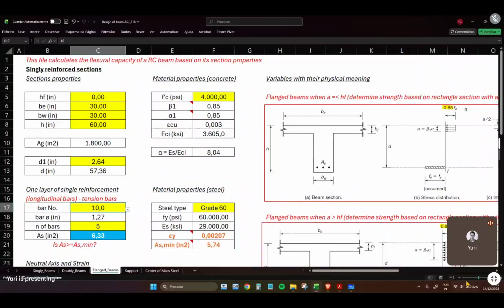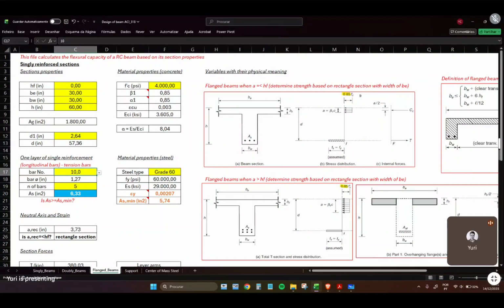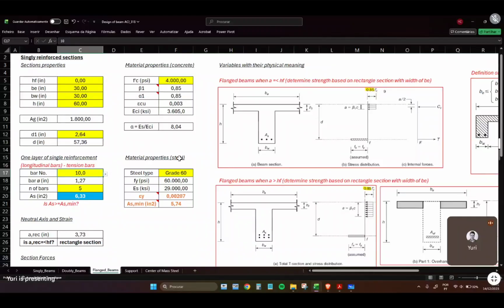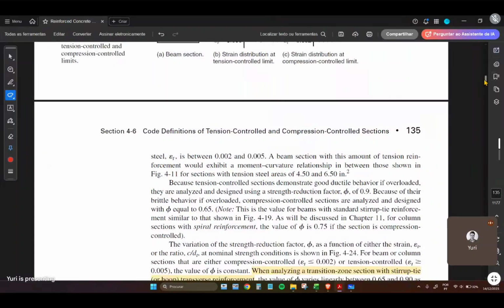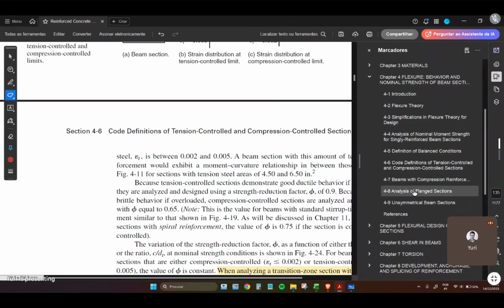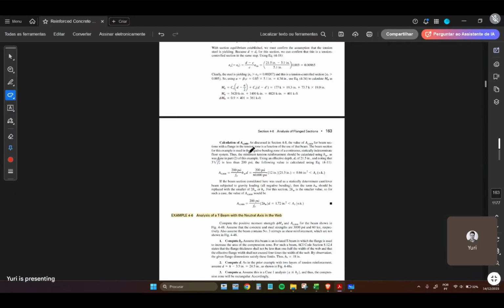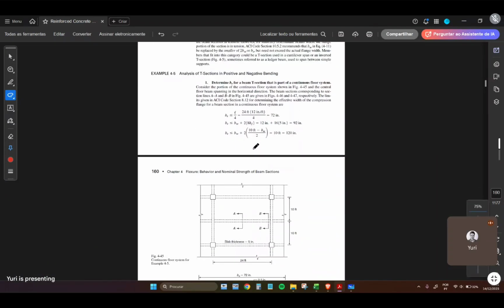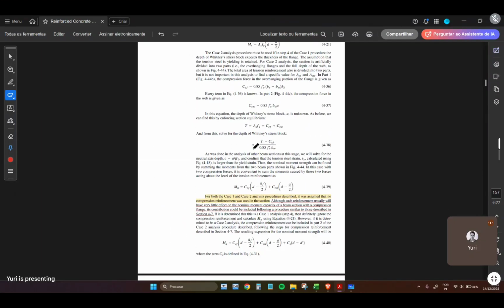So as you can see, this spreadsheet not only designs the real T section, but also designs regular rectangle sections. Lastly, guys, our textbook also tells us the information about if we would want to design a section, which is right here. Okay.